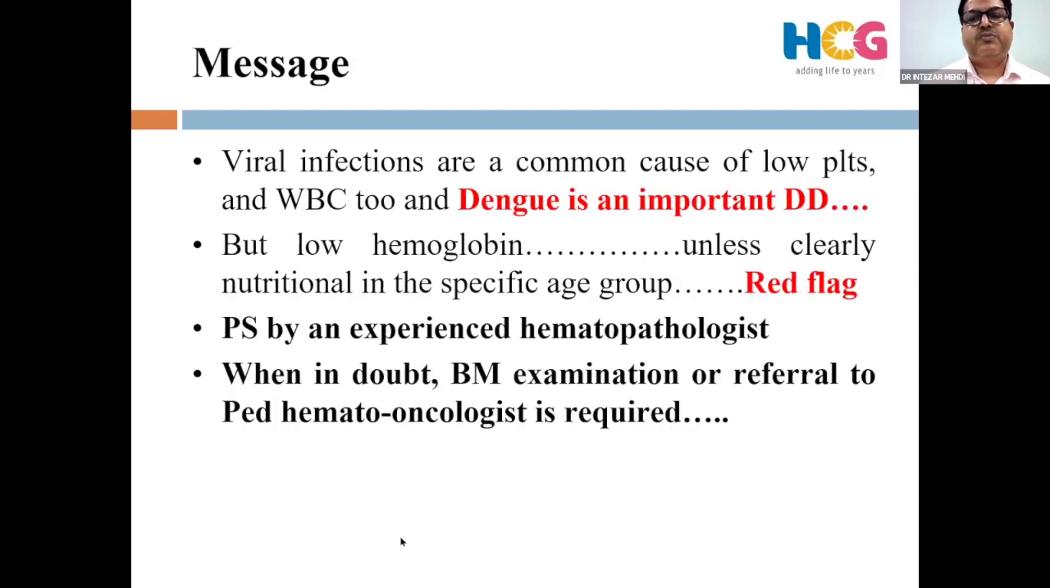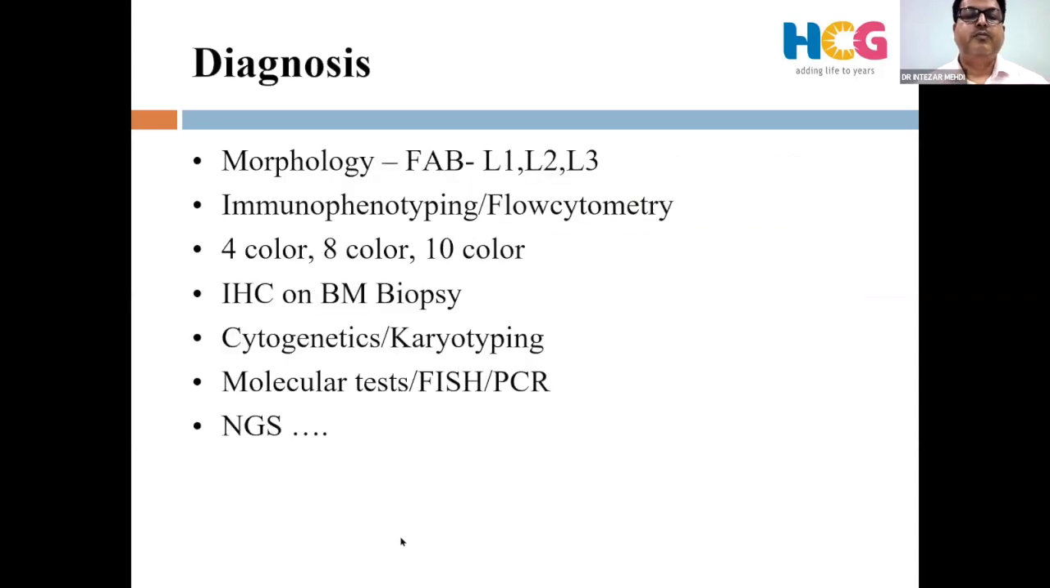So the lesson we learned from this presentation is that viral infections are definitely a common cause of low platelets and sometimes low WBC. Dengue is an important differential diagnosis, but low hemoglobin, unless clearly nutritional, is a red flag. The child should be seen by an experienced hematologist, somebody like Dr. Renu. And when in doubt, discuss, and consider doing a bone marrow exam or referring to a pediatric hematologist upfront.